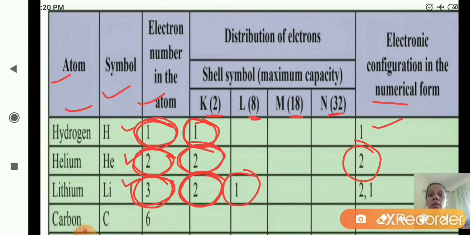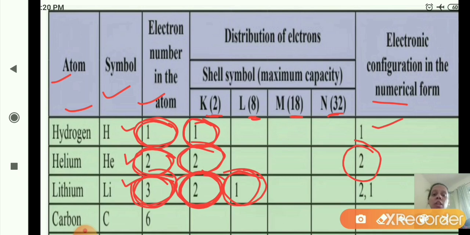Understood? In K shell there are 2 electrons, the maximum capacity is 2. So we cannot accommodate 3 electrons here, only 2 electrons. The maximum capacity of K shell is 2 electrons. But in the lithium atom the number of electrons is 3. So 2 will come in K shell and 1 electron will be in L shell.